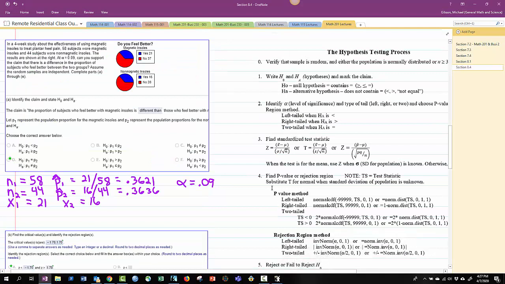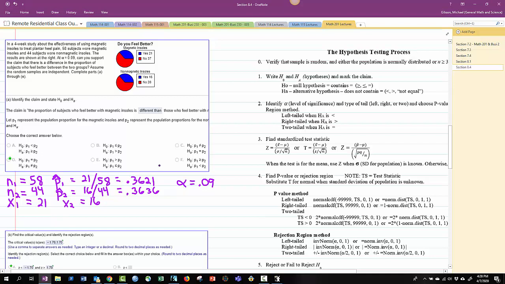All right, in a 4-week study about the effectiveness of using magnetic insoles to treat plantar heel pain, 58 subjects wore magnetic insoles, 44 subjects wore non-magnetic insoles. The results are shown to the right. Okay. At alpha equals 0.09, can you support the claim that there is a difference?